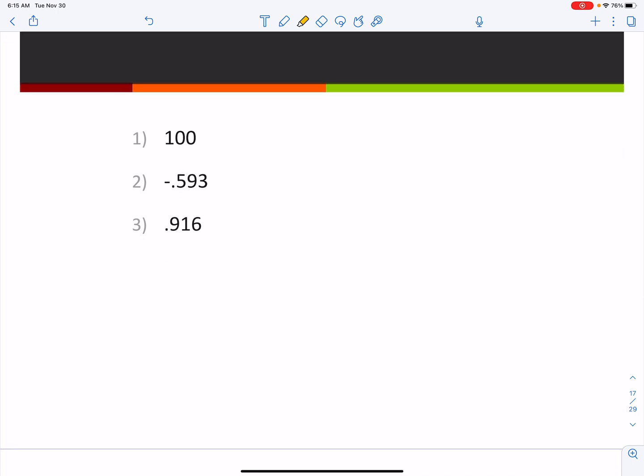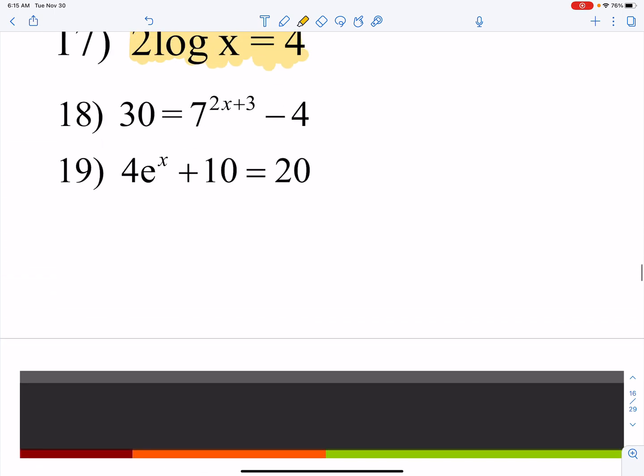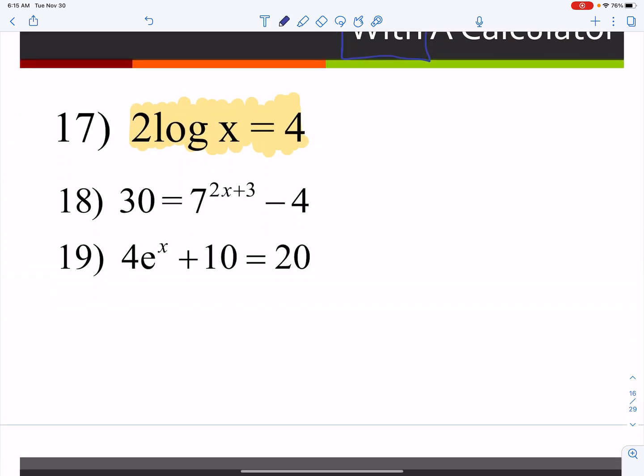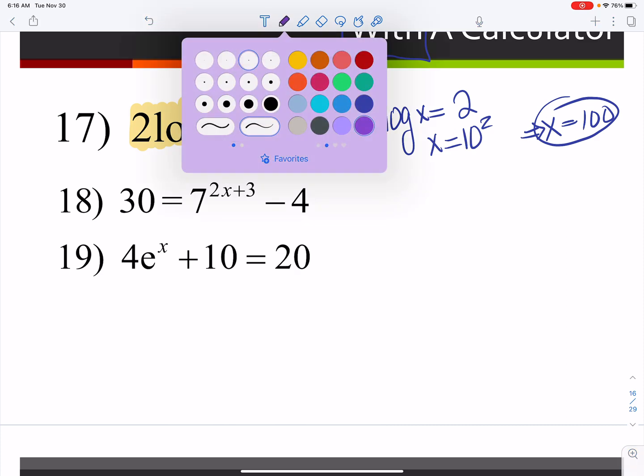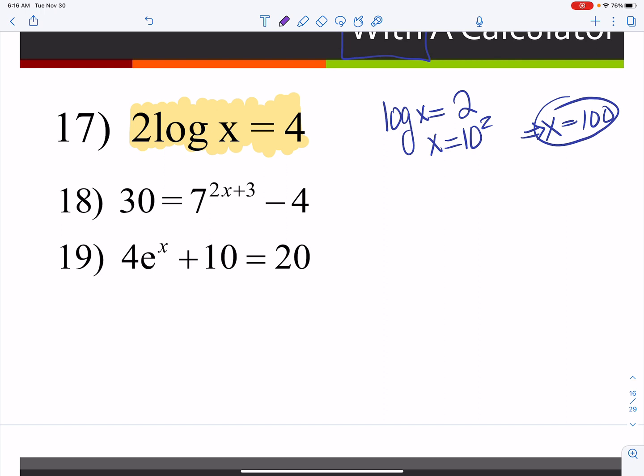So my answers were 100 and negative 0.593 and 0.916. All right, so if I do this first question, if you missed it, I would divide by the 2 first, and so that's 2. So x would equal 10 squared, and so my answer is x equals 100. Okay, you could have put that in as a squared and then done 10 to the 4th and square rooted it. So there's another way of doing it, but my simplified mind, I would have moved that 2 and made that number smaller.